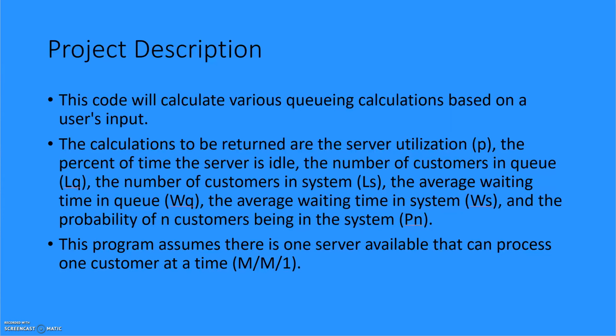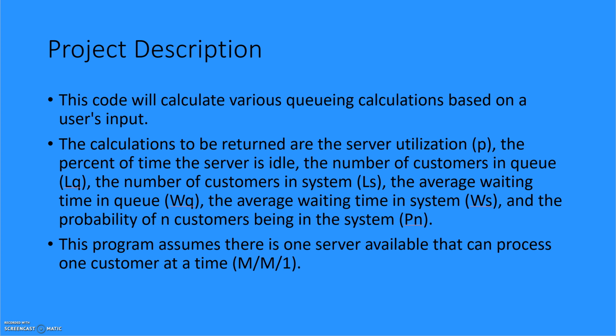The calculations to be returned are the server utilization noted by rho, the percent of time the server is idle, the number of customers in the queue noted by LQ, the number of customers in system noted by LS, the average waiting time in the queue noted as WQ, the average waiting time in the system noted as WS, and the probability of n customers being in the system, noted by P of n.